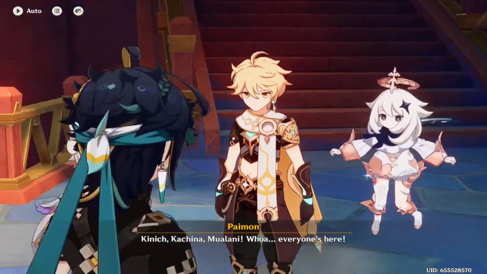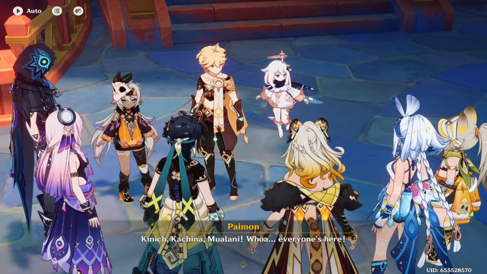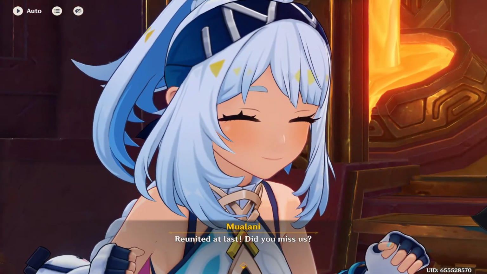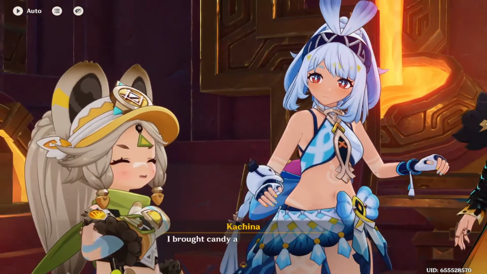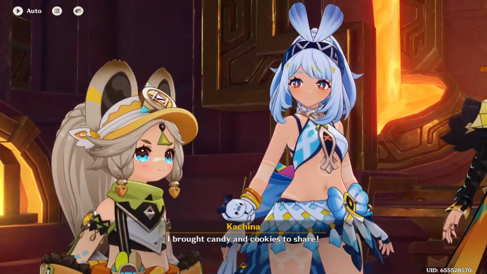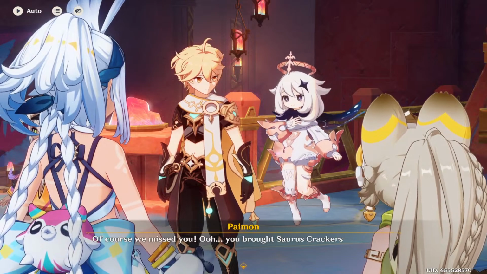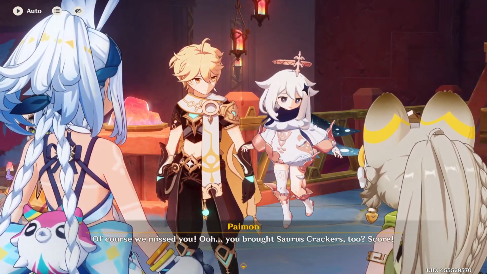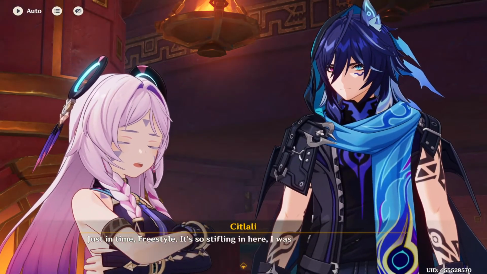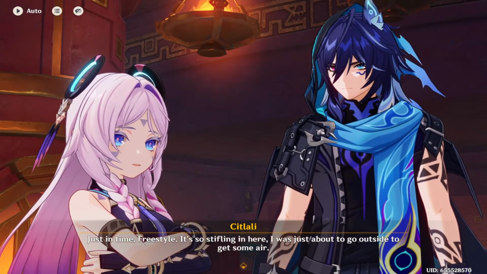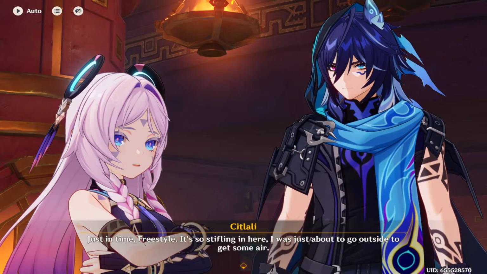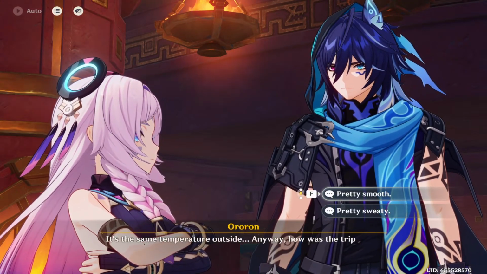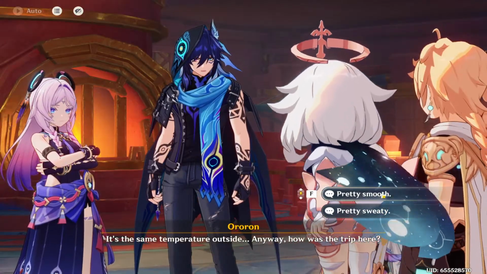Kanich, Kachina, Mualani? Woo, everyone's here! Reunited at last. Did you miss us? I brought candy and cookies to share. Of course we missed you. Ooh, you brought Source crackers too? Score! Just in time, Traveler. It's so stifling in here. I was just about to go outside to get some air. It's the same temperature outside. Anyway, how was the trip here?